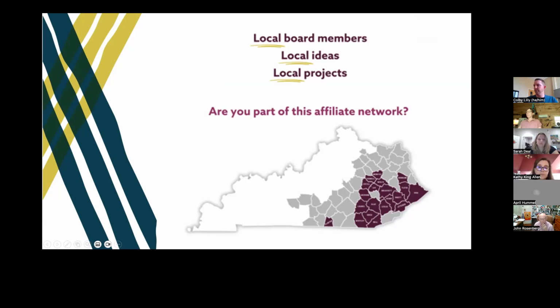So talking about the big picture of the foundation, this is the affiliates that we currently have. When I first started the foundation, we only had 4 affiliates, and now we are up to 12 affiliate community foundations, representing 20 counties in the communities.